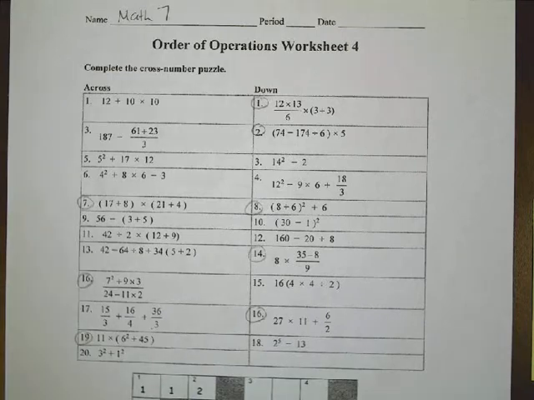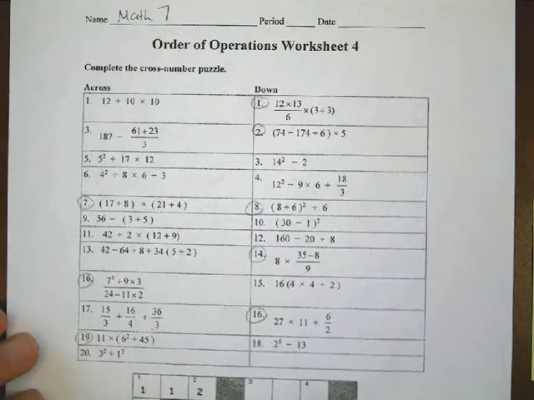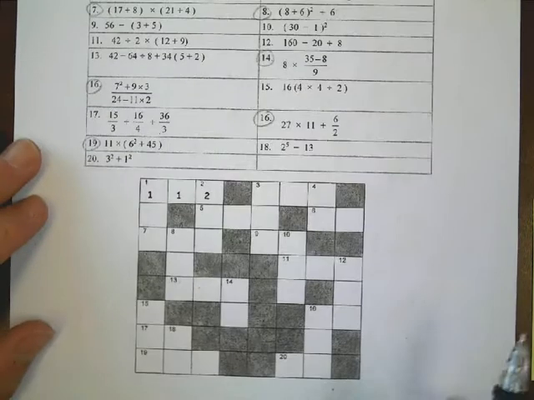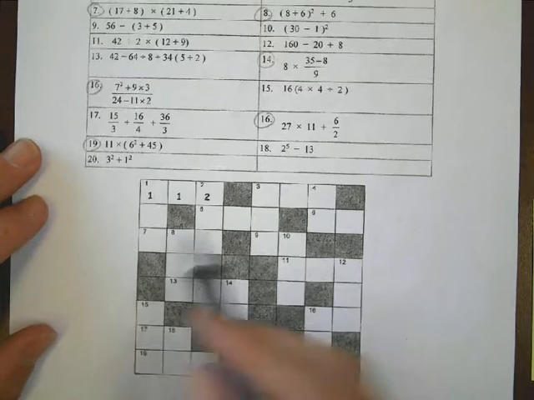Hi, this is Math 7 looking at your order of operations worksheet number 4. This is the one that has several different problems on here, and as you get your solutions figured out for the across or the down, you put those solutions down into the crossword puzzle, which should work out so that the numbers work.